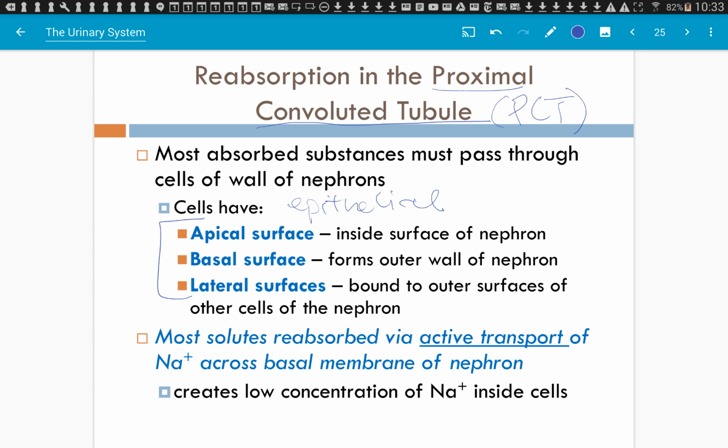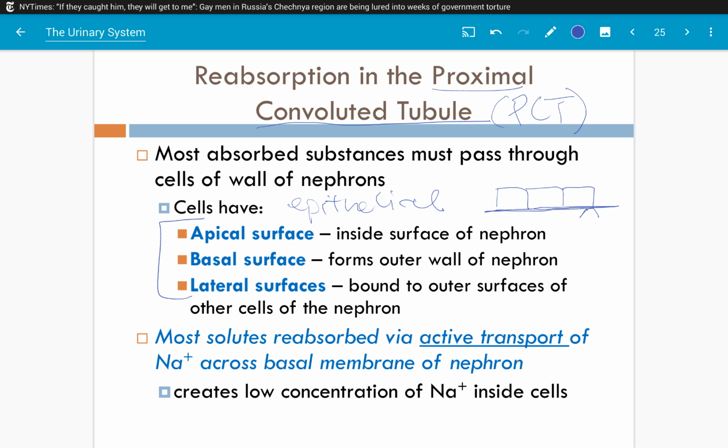So if I just kind of drew a very simple portion here, our little cuboidal cells, there's our basement membrane, and the surface the cell is attached to at the bottom, that's your basal surface. Here is your apical surface facing into the lumen, or the hollow tube, of the proximal convoluted tubule.